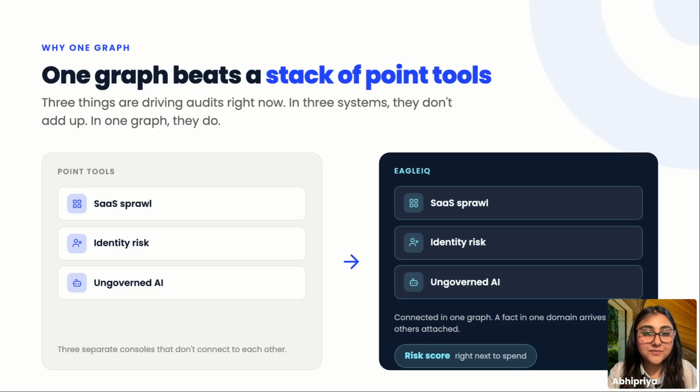So chances are that you're tracking your SaaS sprawl, identity risk, and ungoverned AI in three different systems that really don't sync to each other. EagleIQ is pulling all three into one, so everything is linked, and you don't have to jump between tools to piece it all together. If you're using separate point tools, each one answers one thing at a time. One knows who logged in, another knows what you paid, but none of them answers the question that cuts across all three. EagleIQ answers that one across all three of them, which, let's be honest, is usually the question security cares about in the first place.